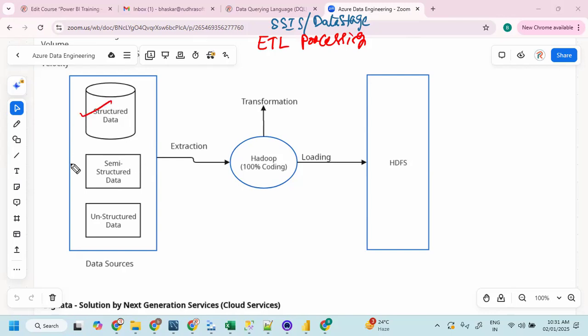I have structured data, I have semi-structured data, and I have unstructured data. So 3 varieties of data are there in the system. All these systems, I just wanted to call data sources. Now I need to read the data from here. In order to read the data, we need to extract from here.